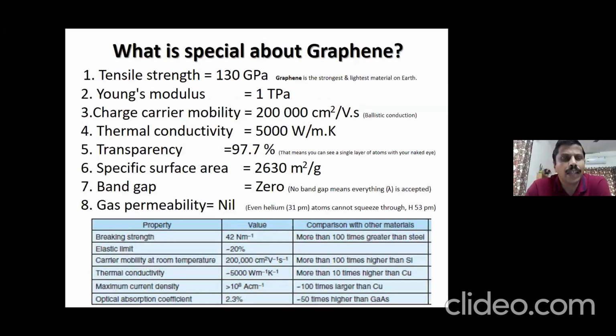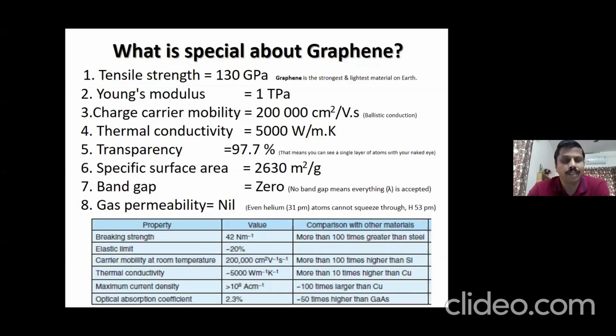It has a tensile strength of 130 gigapascal. It's a very, very strong material, the strongest and lightest material on Earth. It has a Young's modulus of 1 terapascal and a charge carrying mobility of around 200,000 centimeter square per volt second. We consider the charge carrying mobility as ballistic conduction. It's very, very fast because ballistic conduction is possible with graphene. And the thermal conductivity is 5,000 watts per meter Kelvin, almost 10 times better than copper, and its carrier mobility is 100 times better than silicon, and it has a transparency of 97.7%. The material is that much transparent, right?